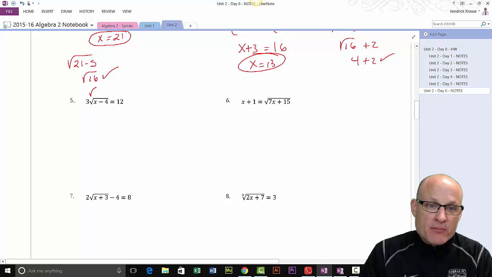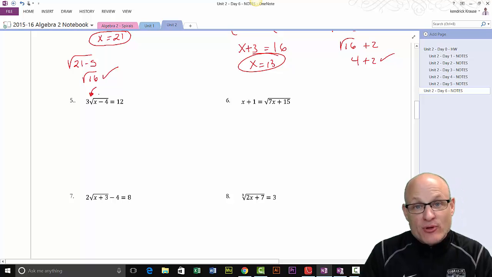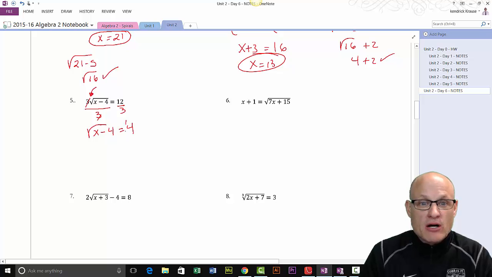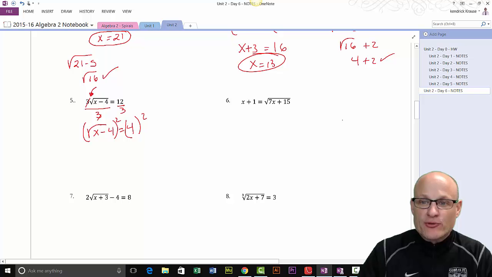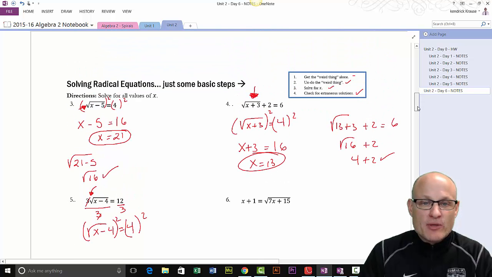Now, we got to get the weird thing alone. Now, these things are being multiplied. What's the inverse operation of multiplication? Division. So we're going to divide by 3 and divide by 3. And I get, oh my gosh, look at this. It's going to look a lot like the last couple of problems we've been doing. The square root of x minus 4 equals 4. Wow, doesn't this look familiar?